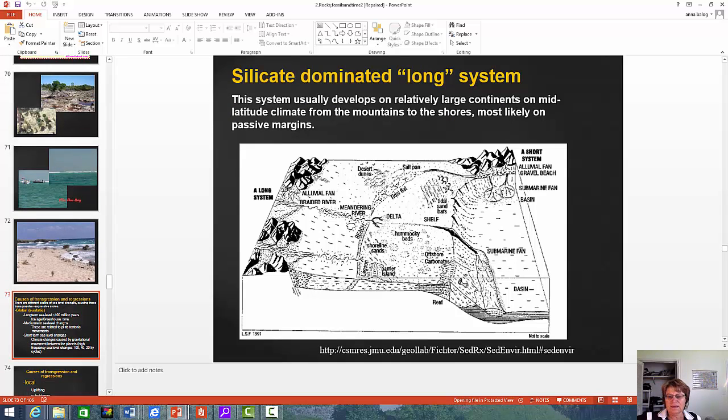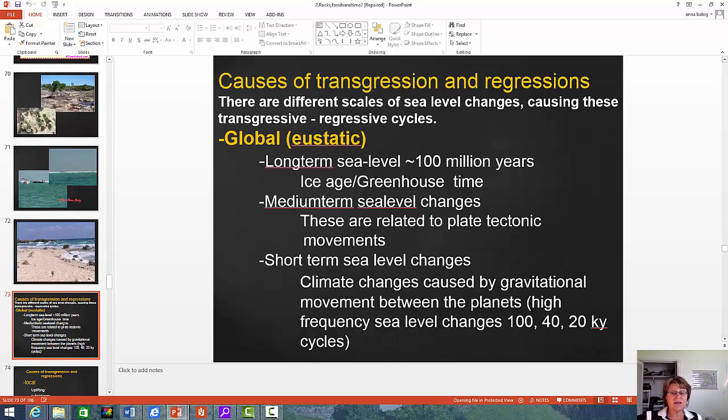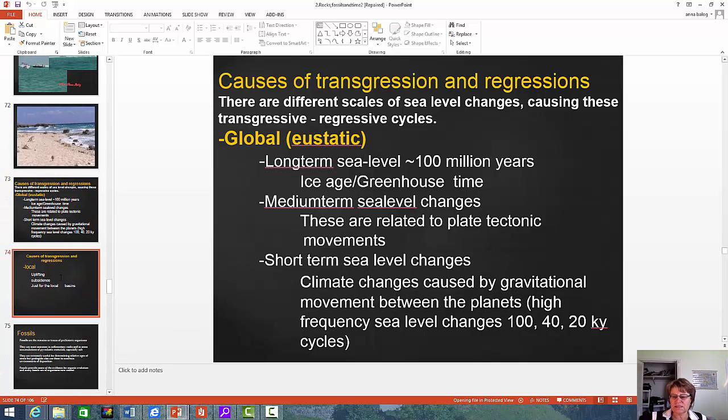And then the sea level changes, that's kind of important, so know this slide. It's something you want to know. If I accidentally didn't ask it, you can always write it down, but please just know this. And the short-term sea level changes are related to the gravitational movement between the planets. We're going to go through the details in the Cenozoic, but for now you just know this.